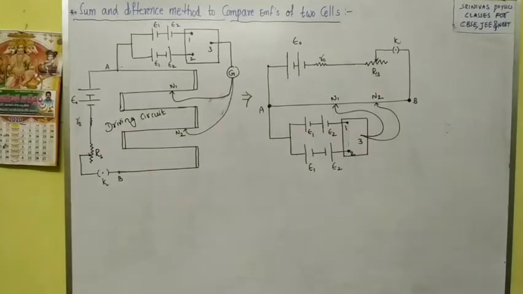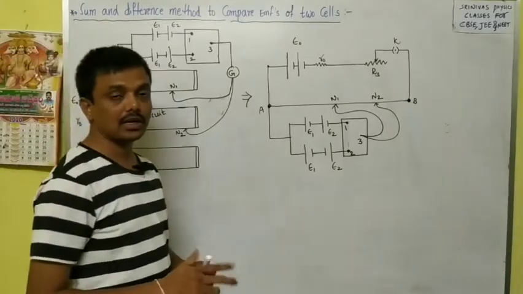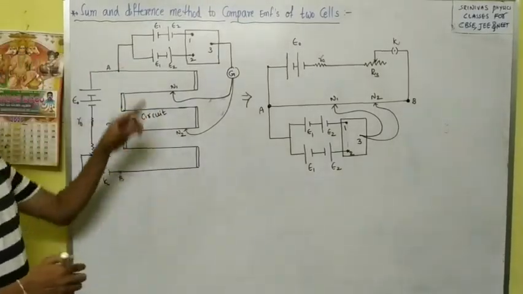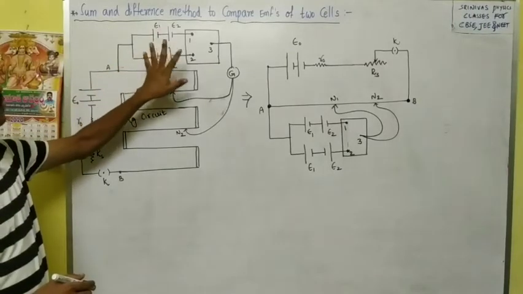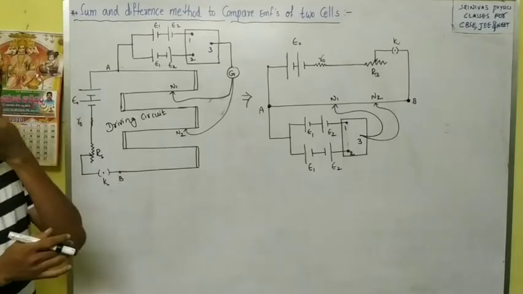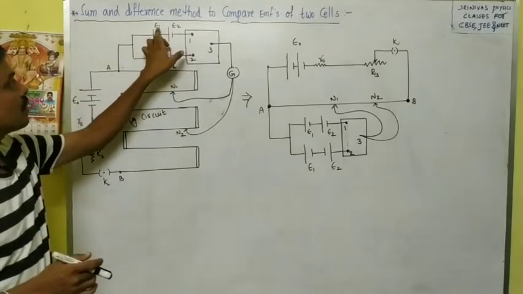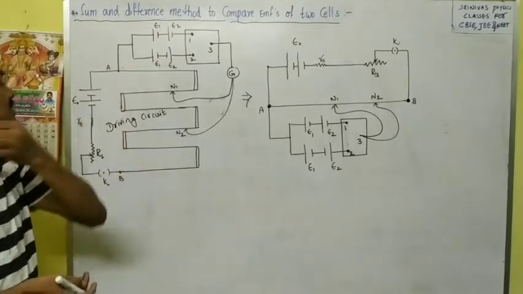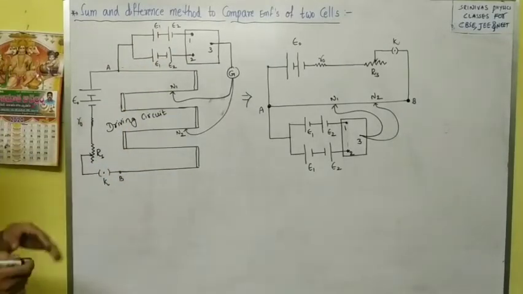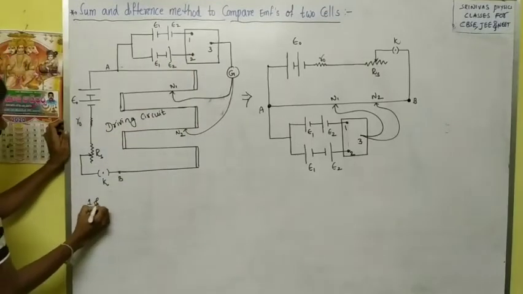Okay, let us continue the topic. Previously we discussed the comparison of two cells. Now here we have two cells, but they are connected in a different way in the secondary circuit. This is the circuit. Here I want to compare the EMFs of two cells, but the circuit is connected differently now. Here first 1 and 3 are connected.